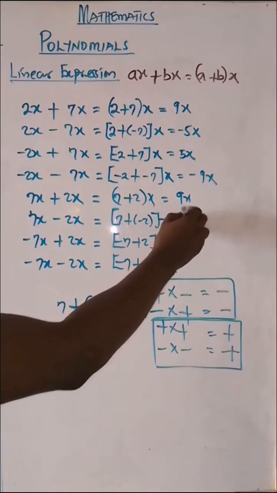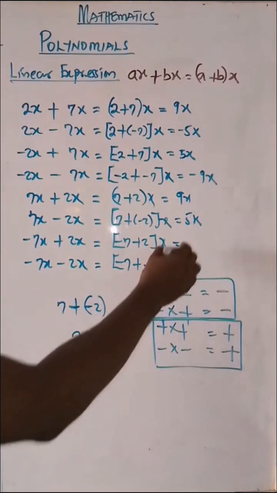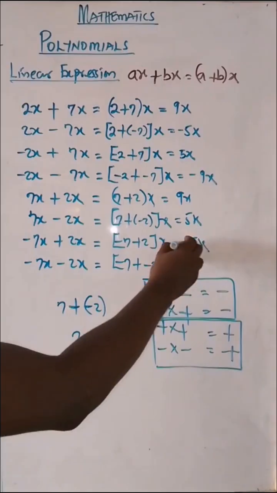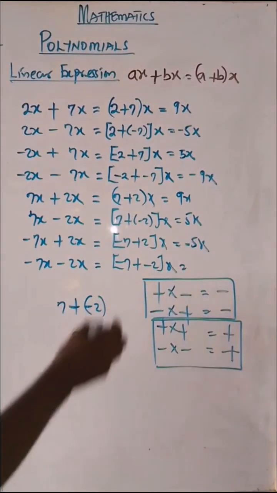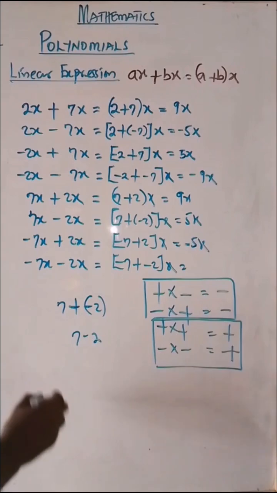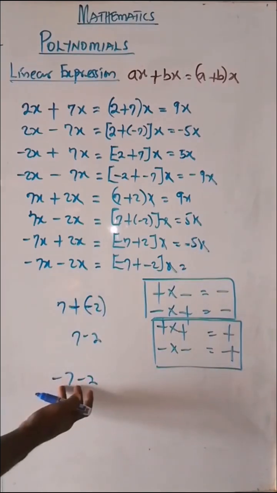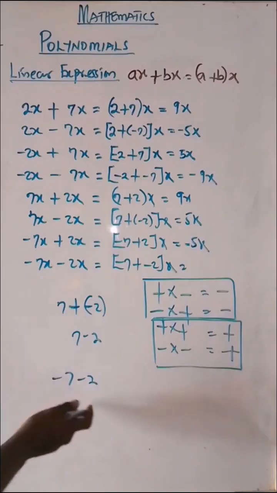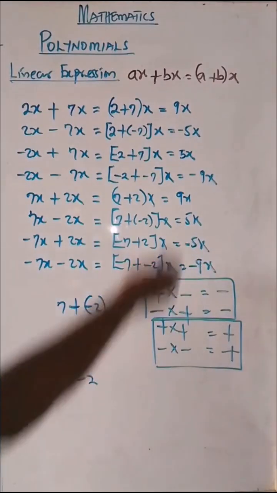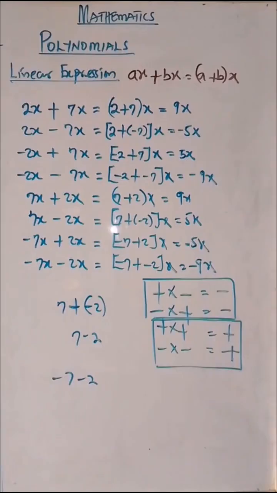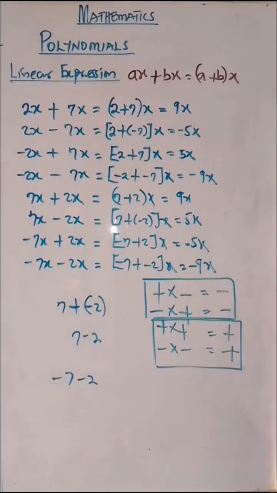So the answer here is 5x. Here, minus 7 plus 2, that is minus 5x. Please note that, minus 5x. Minus 7 plus minus 2, we have minus 7, we have minus 2, and we are adding. That's equal to minus 7 minus 2. Plus minus is minus. I told you, if you have same sign, what happens? You just add 7 plus 2, 9. You have negative 9x. So these are all the final answers. In the next exercise, we are not going to write what we have in the middle here. Just do that with our mind.